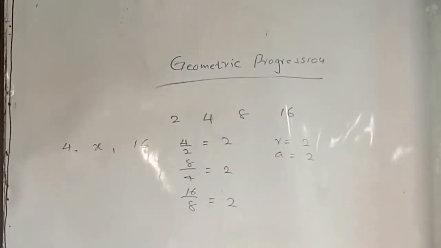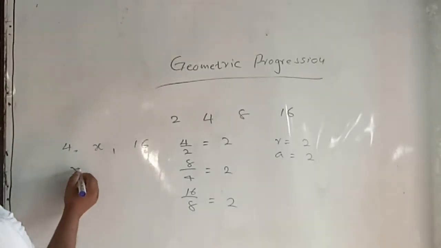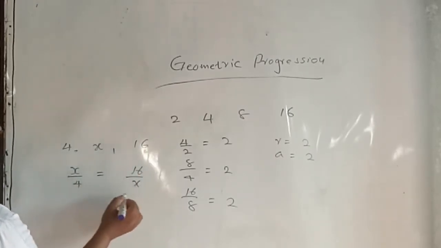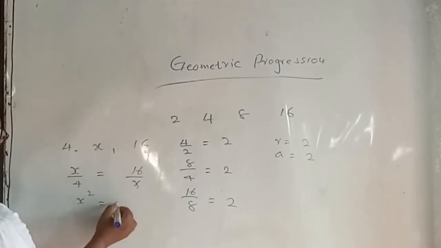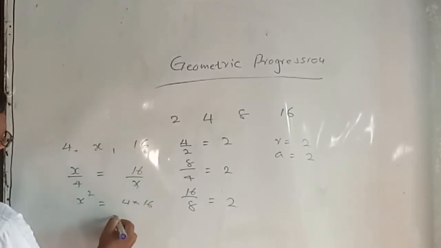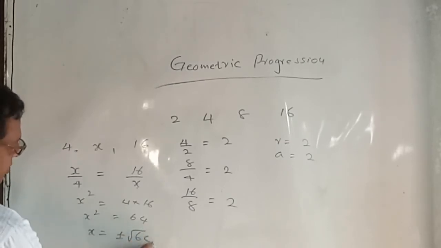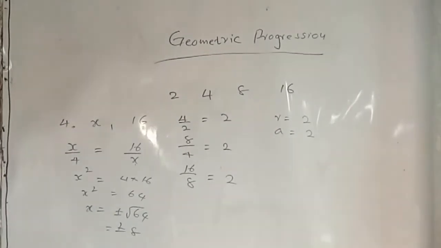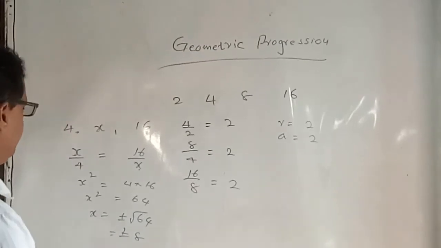How to find x now? So the common ratio will be x divided by 4. That should be equal to 16 divided by x. Take cross multiplication: x times x, x squared, equals 4 times 16. That is 64. Therefore x equals plus or minus the square root of 64. That is plus or minus 8. So there are two values, plus 8 and minus or negative 8.